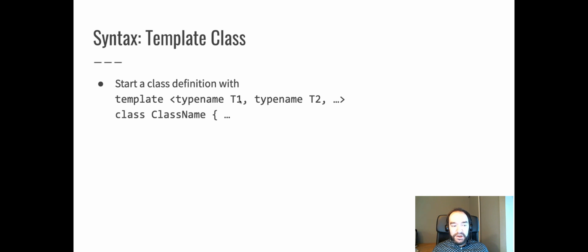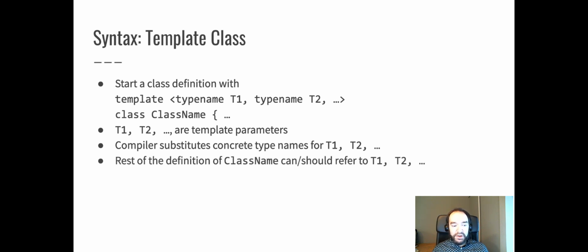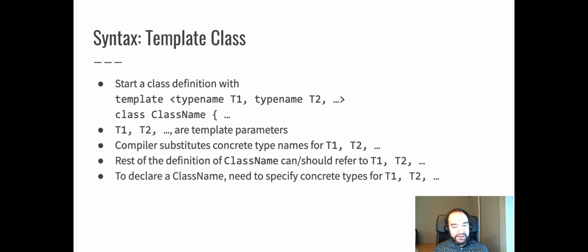You can use whatever name you want. It doesn't have to be capital T. There's a convention in the standard library to use capital T for type, but you can use whatever identifier you want. T1 and T2 are called the template parameters. The compiler will substitute concrete types for T1 and T2. So int might be substituted for T1, string for T2, or whatever. The rest of the definition of the class, so everything between the braces up here, can and should refer to T1 and T2. So you're free to use T1 and T2 as if they were data types, and you should do that at least once, otherwise there's no point in having those template parameters.